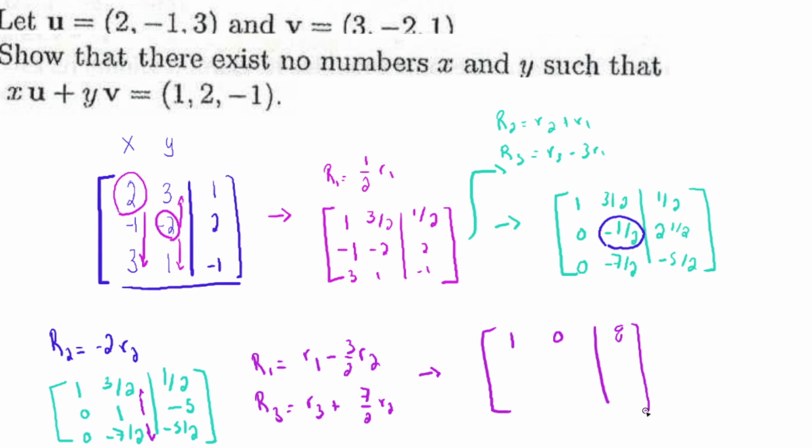And now we have nothing happening to row 2. So 0, 1, negative 5. And for row 3, we have 0, 0, and now negative 5 over 2 plus 7 over 2 times negative 5, which is equal to negative 20. So here we have just shown that this has no solution. So there exists no numbers at all where x times u plus y times v is equal to (1, 2, -1).